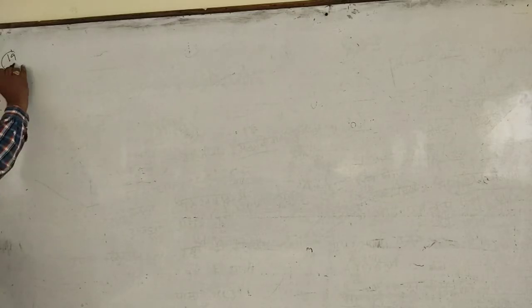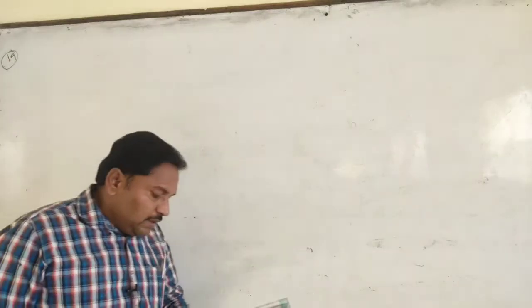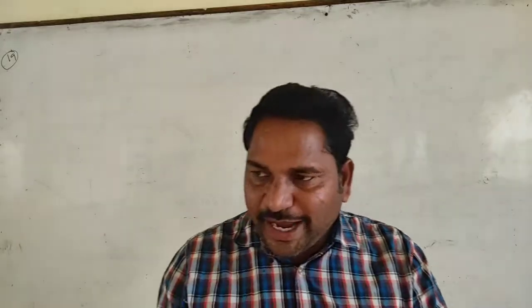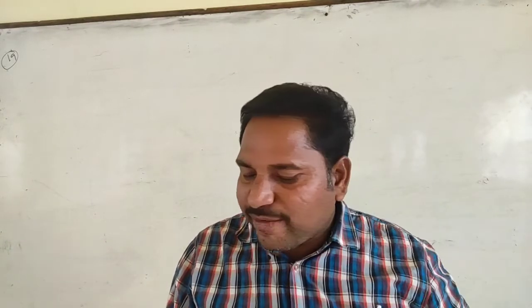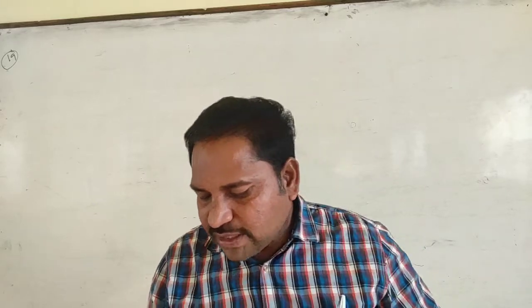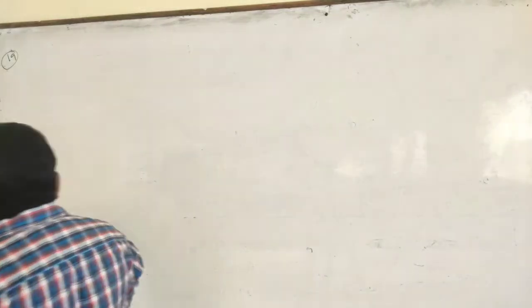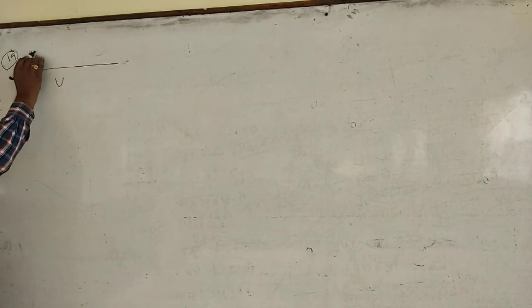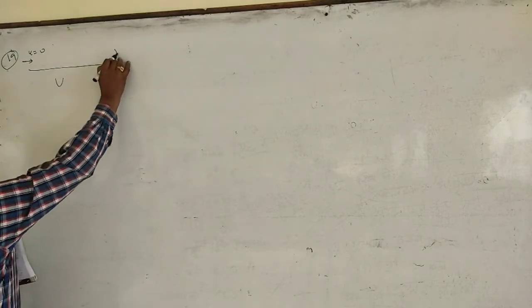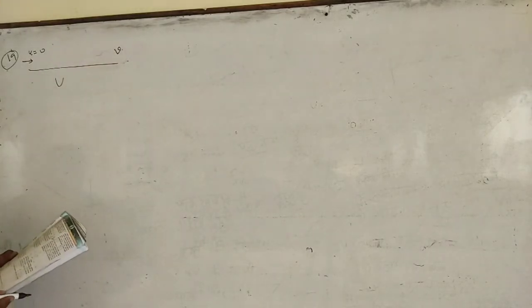19th question. An electron of mass capital M kg and charge E coulombs travels from rest through a potential difference V. The final velocity of the electron is? This is the potential difference V. It starts from rest, so initial velocity is 0. So the final velocity is V, and its potential difference V, mass M.